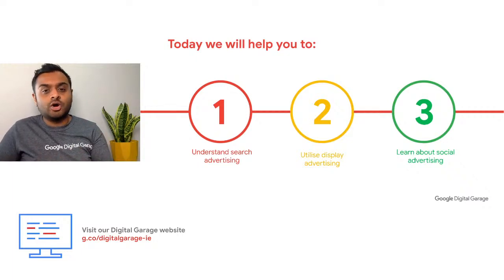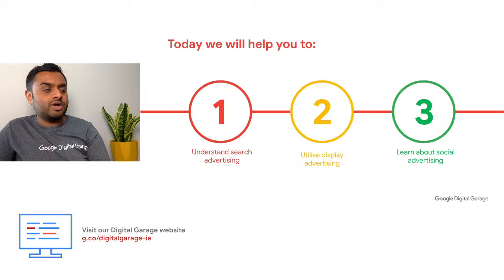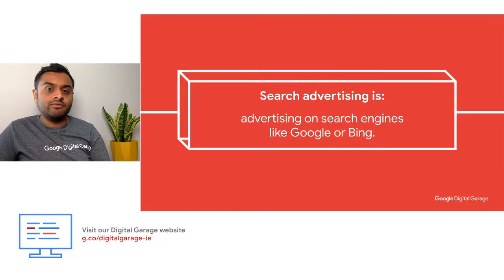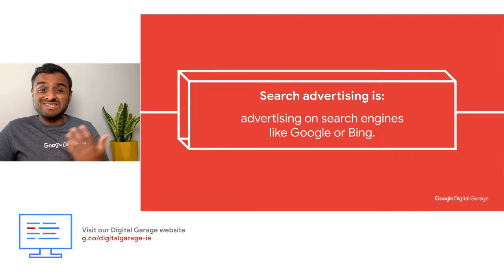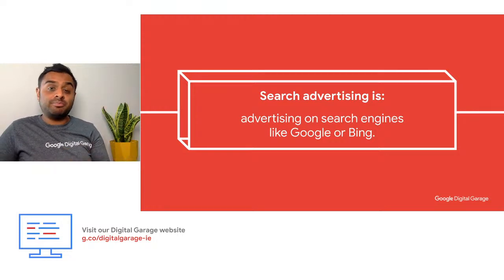So it's just kind of putting the options out there to you. So if we focus now on the first type of digital advertising, which is all about search advertising. So what is search advertising? Well, it's exactly what the term means. It's placing adverts that appear exclusively on search engines such as Google or Bing.